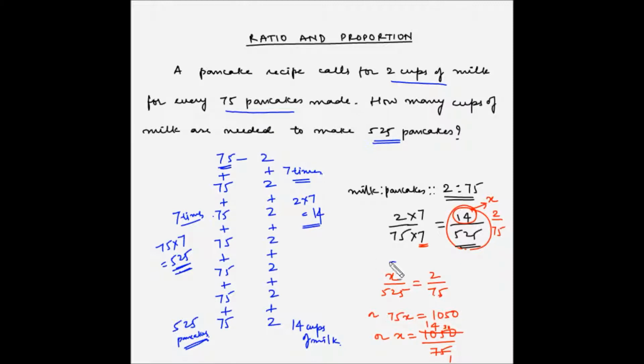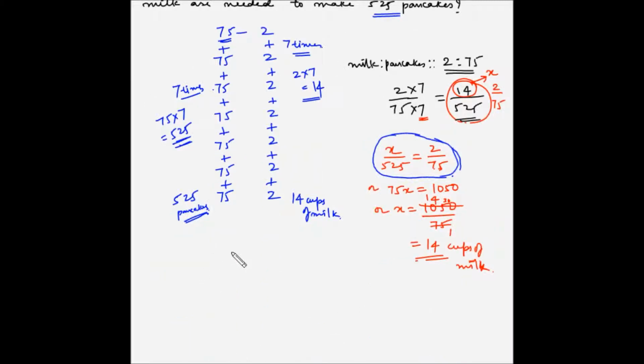So here we have used the principle of proportions, where we have considered two ratios equal to each other, and we can easily find out one of the unknown variables. Now there is another way of arriving at this cross multiplication. We know that 2 cups of milk are needed for 75 pancakes. So let's say x cups of milk will be needed for 525 pancakes.